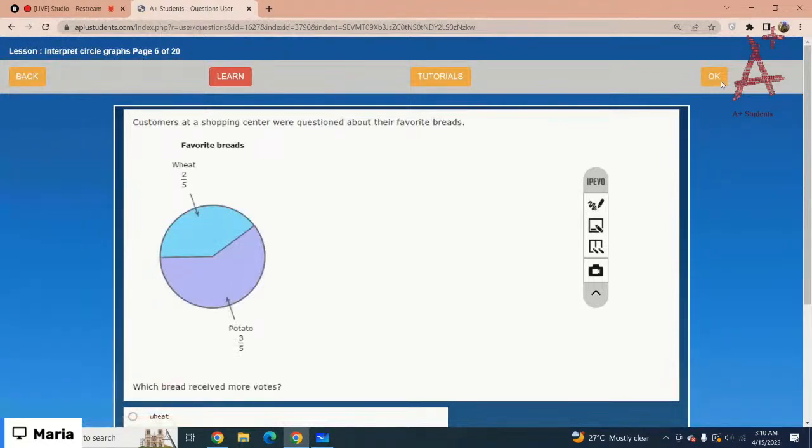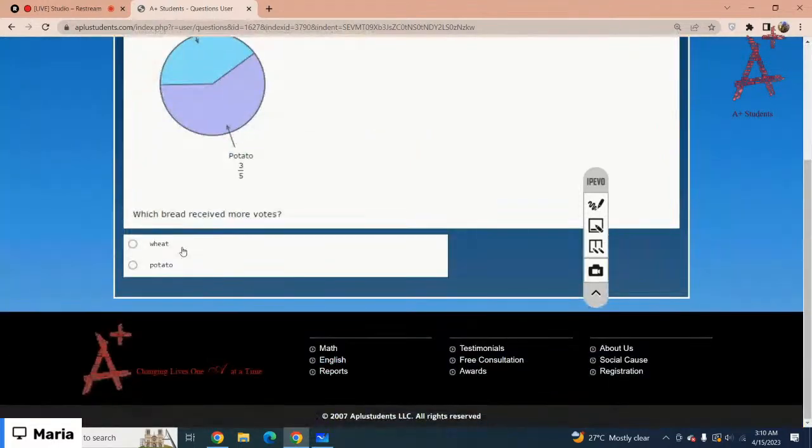Okay, customers at a shopping center were questioned about their favorite breads. Which bread received more votes? Potato. Got it? Potato has more area on the graph. That means potato received more votes. Got it?